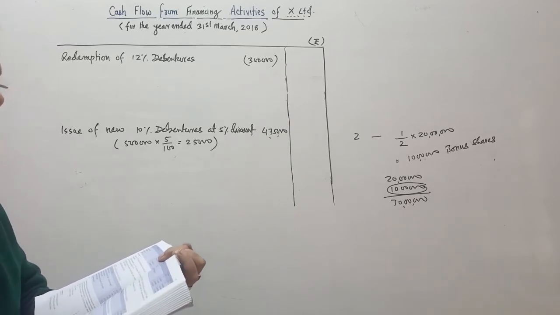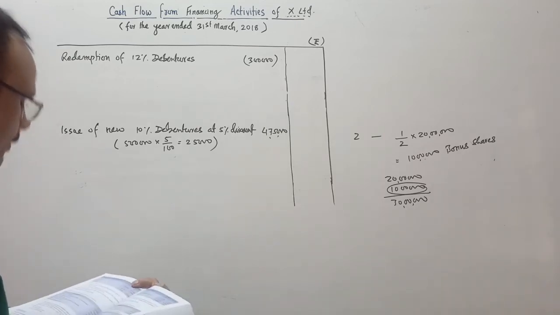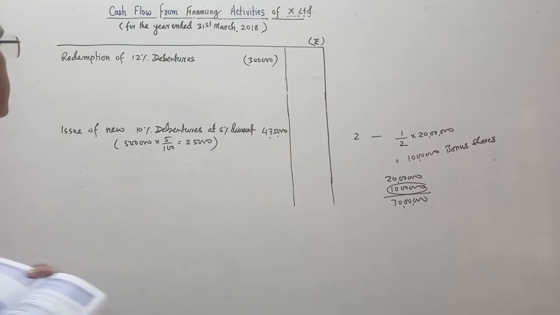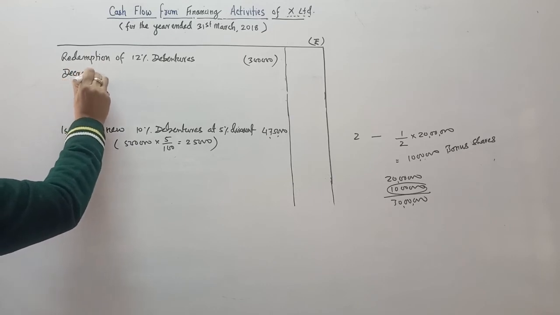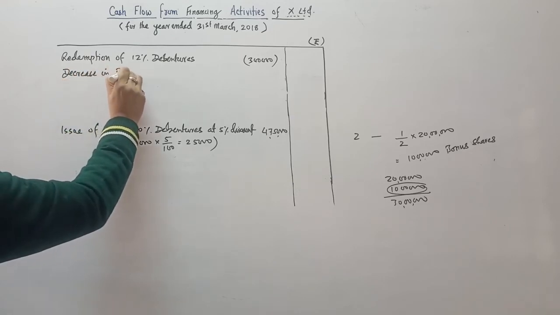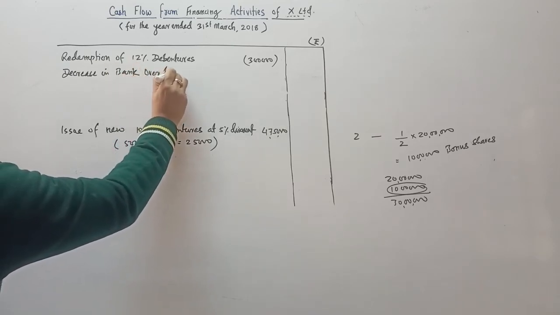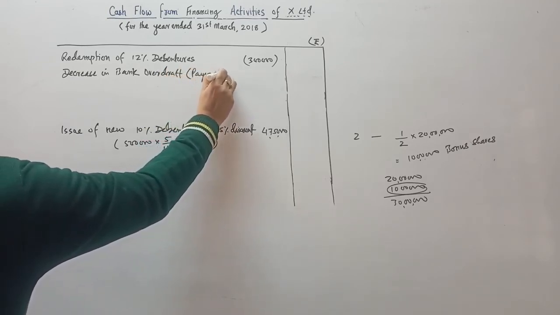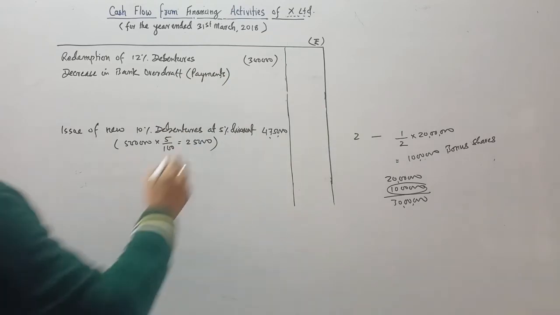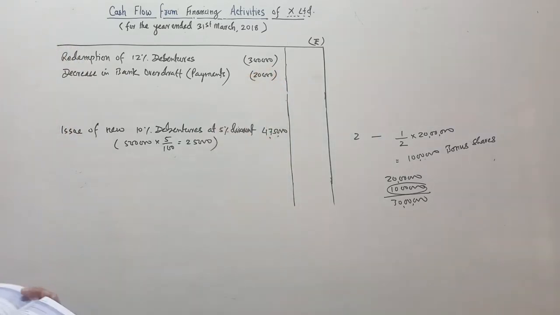Next is bank overdraft. Last year it was 1 lakh, this year it is 80,000. So bank overdraft is decreased. A decrease in bank overdraft indicates a payment of bank overdraft. So it is decreased by 20,000. So this is the outflow. Decrease in bank overdraft indicates what? It indicates outflow.